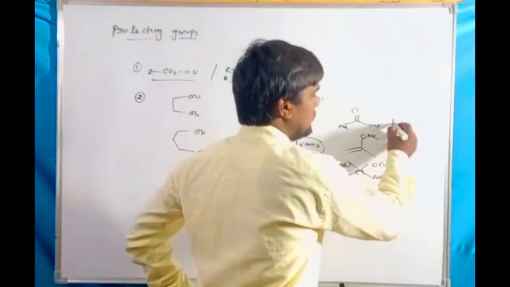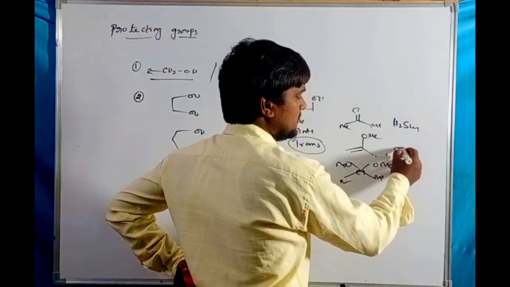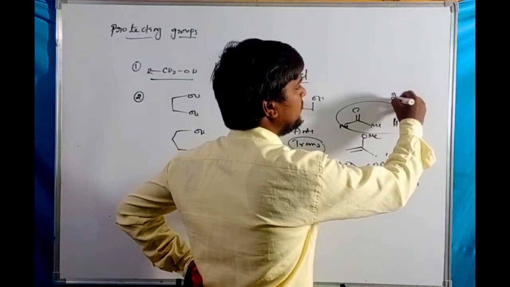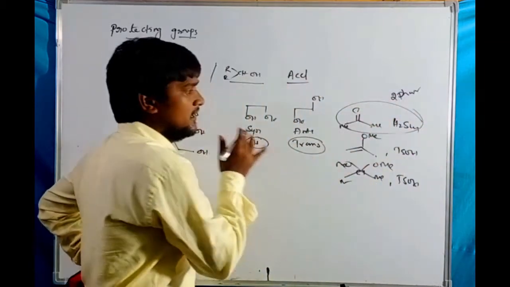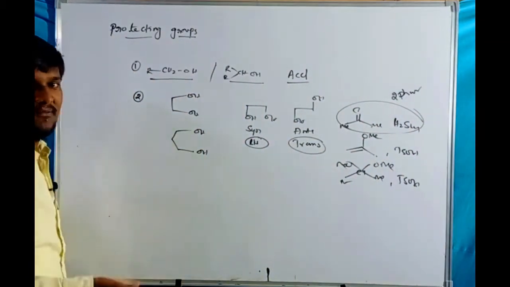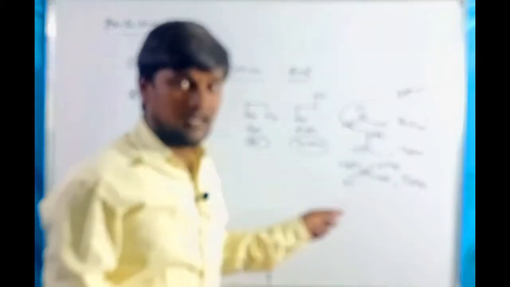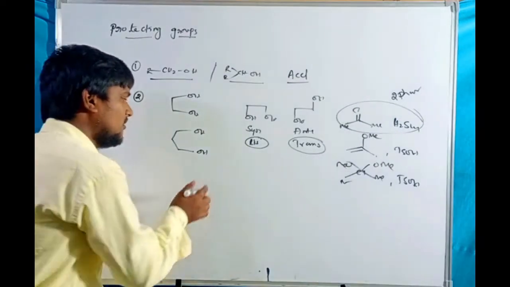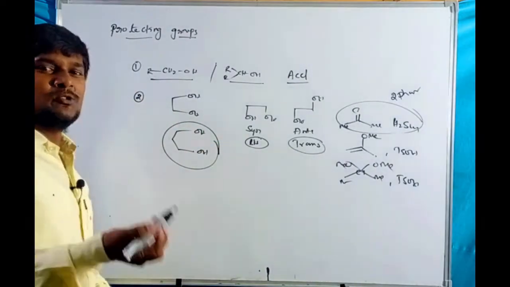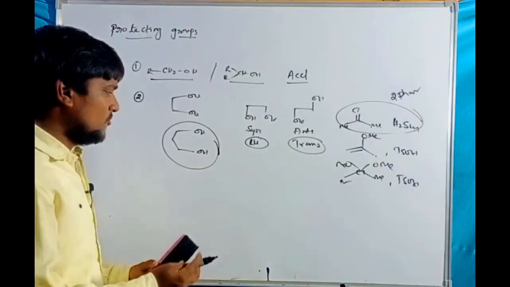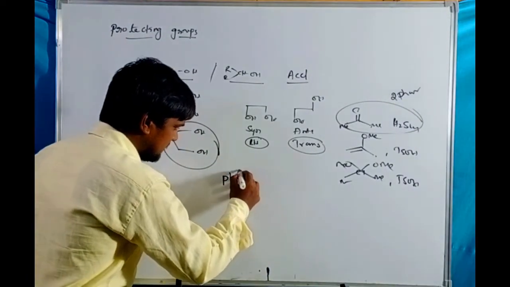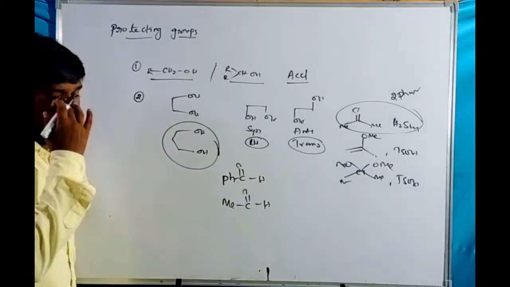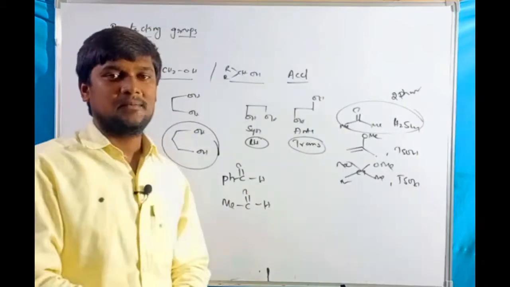Here, acetone with H2SO4, and 2-methoxypropene with tosyl hydroxide. These two are two-phase reactions: our carbohydrates and our H2SO4 acetone are two different phases. These are the simple protecting groups for the 1,2 diols. In the case of 1,3 diols protection, we use aldehydes, that is benzaldehyde or acetaldehyde. These aldehydes give ethylidene or benzylidene type compounds.